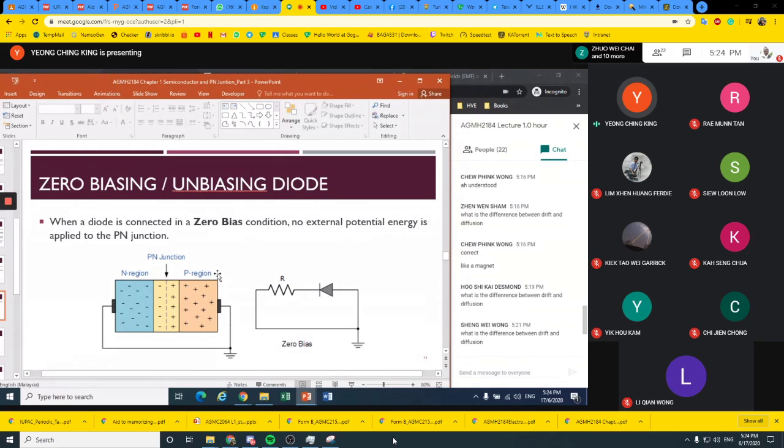So this zero biasing is also called the unbiased diode, right? So that means if no voltage supply is applied to the diode, nothing will happen.